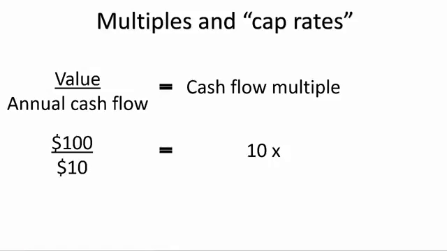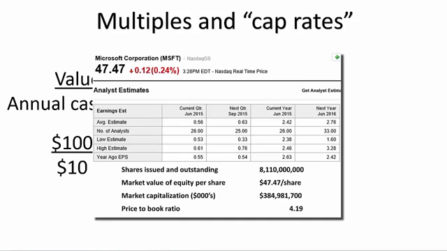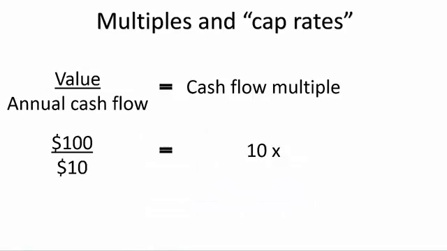Now, finance people call this a multiple, and you will see multiples quoted all over the place in finance media, from earnings multiples to cash flow multiples to even the book value multiple that we saw in our last lesson when we were comparing Microsoft's market capitalization to its book value of equity. If you know the income and you know the multiple, you literally multiply the two together to determine value.